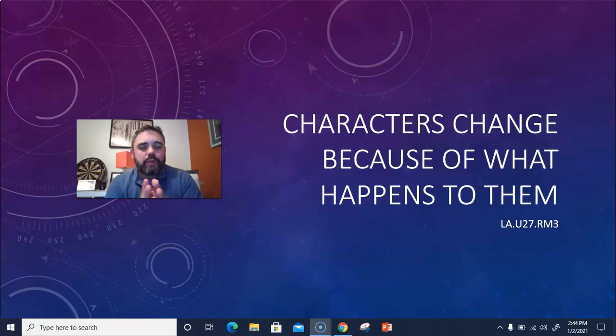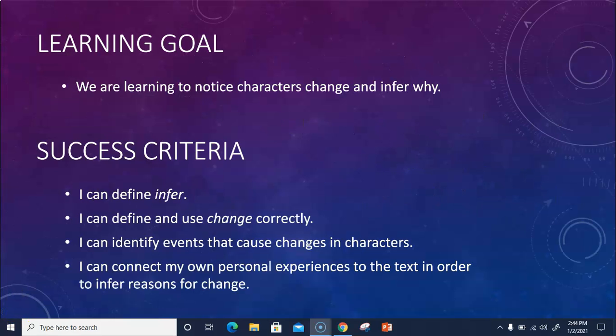Today, we're talking about how characters change because of what happens to them. As always, we've got a couple of learning goals and success criteria. Let's see what those are for today's lesson. Today, our learning goal is that we are learning to notice characters change and infer why they do so.